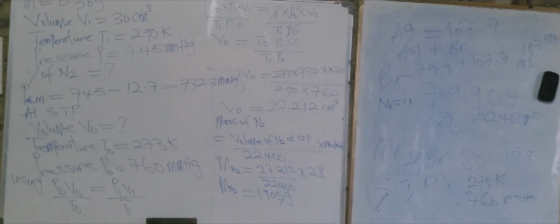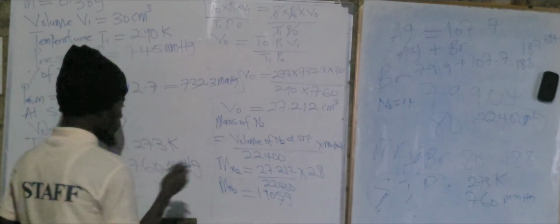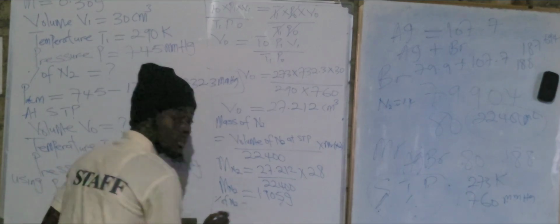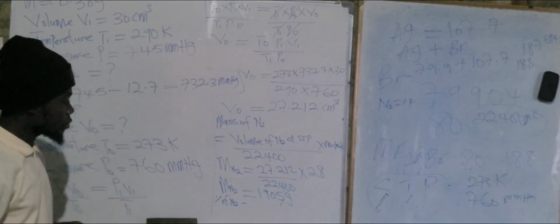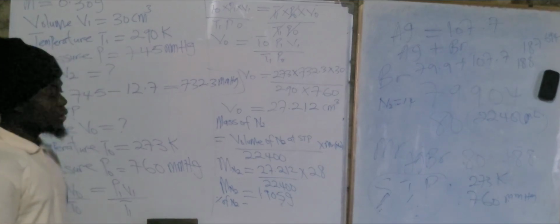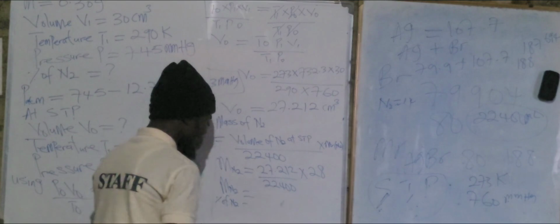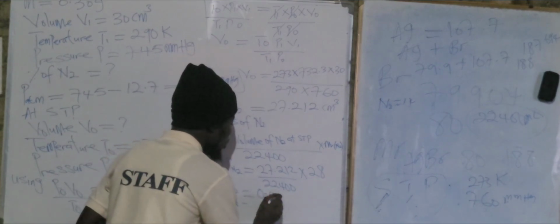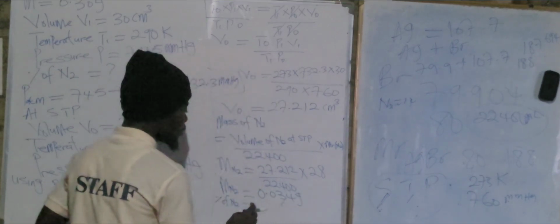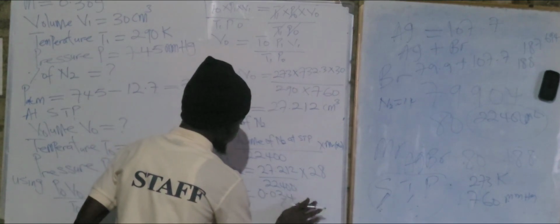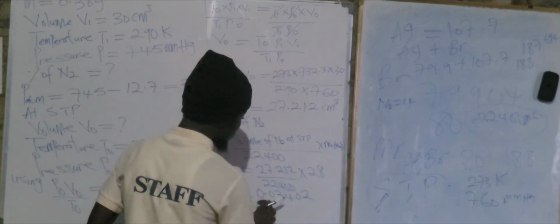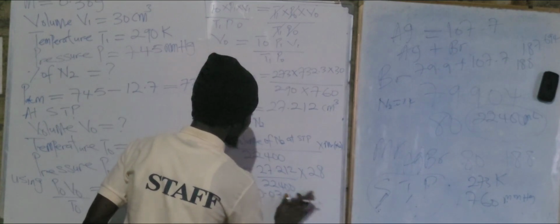Now when you have to find the percentage of nitrogen, we compute 27.212 divided by 22,400, times 28. It's 0.034. Sorry, look at it. 0.034, 0.03415, so let's say 0.0340 grams.